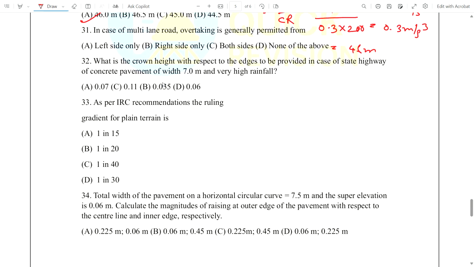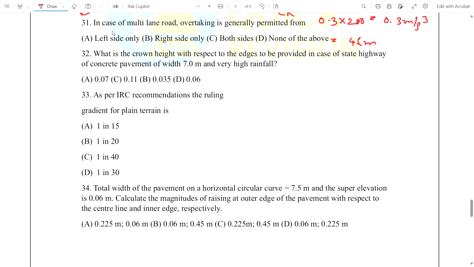Now question number 31. In case of multi-lane, overtaking is generally permitted from which side? Left side, right side, both sides, or none of the above? For a multi-lane road, overtaking is permitted from the right side only. Okay, you just remember this.